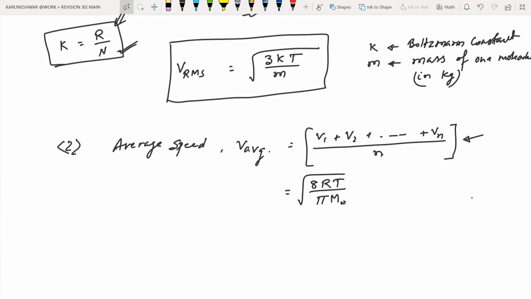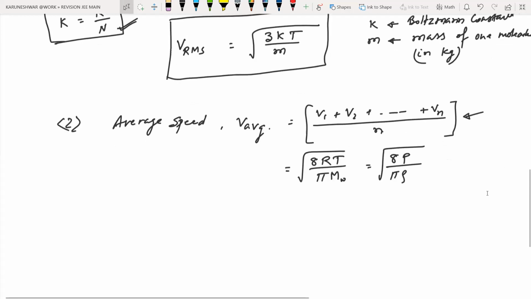This is the main concept, and if you write this in terms of pressure and density, it is the square root of 8 times P divided by pi times rho. So this is the expression in terms of pressure and rho.